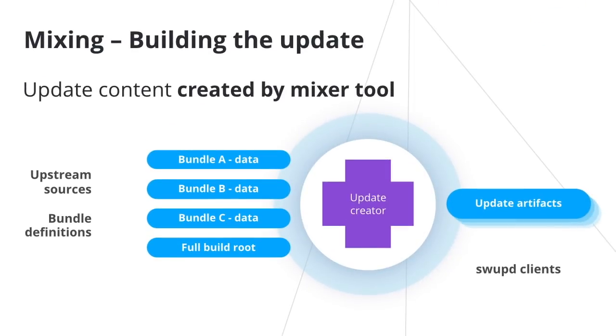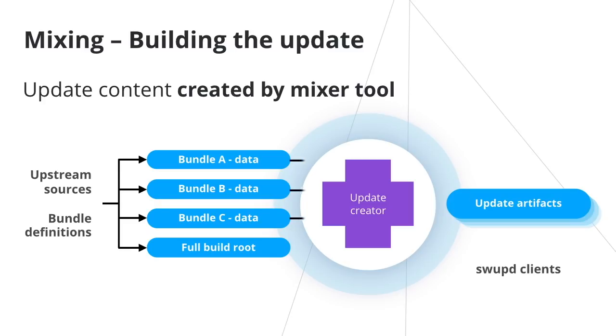The Mixer tool is used to build bundles into update artifacts that can be consumed by the software updater on the clients. Mixer uses bundle definition files and upstream package sources in the form of RPM packages to generate a bundle data object we refer to as bundle info files. The bundle info files contain all relevant bundle metadata, including package and file lists. All file content is also installed to a full build root.